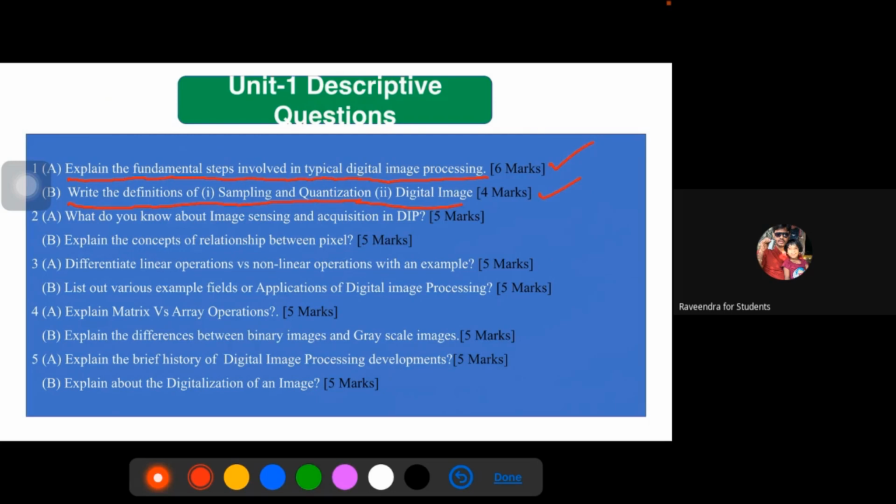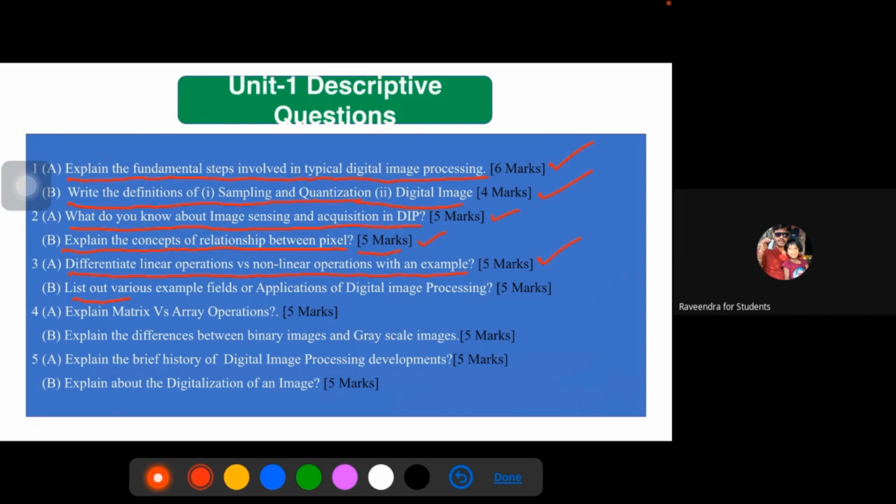Then second question, what do you know about image sensing and acquisition in digital image processing for 5 marks? And B, explain the concepts of relationship between pixels. It is also a very important topic in unit 1. So for 5 marks. Then coming to third, differentiate linear operations versus non-linear operations with examples, 5 marks.